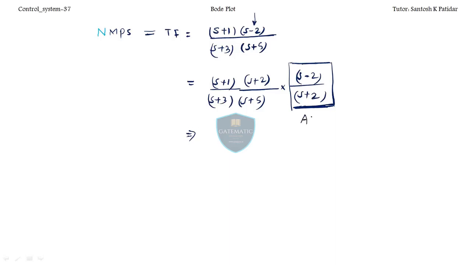So this is nothing but the all pass system, isn't it? What about this system? This system is entirely a minimum phase system, isn't it? All poles and zeros are lying in the LHS. You can see the LHS of the S plane.